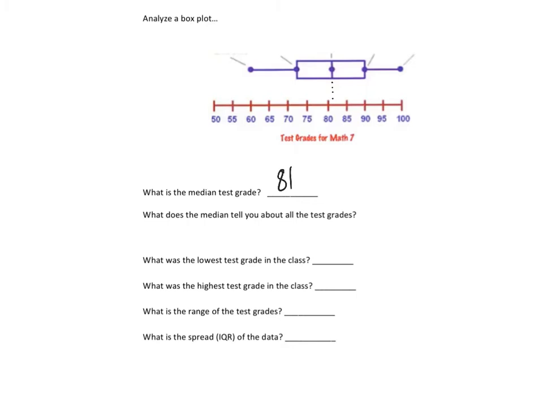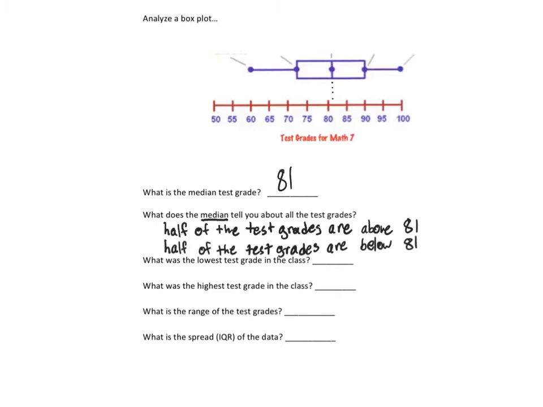The next one, what does the median tell you about the test grades? Since that word median is here, that means middle. That means half of the test grades are above 81, and half of the test grades are below as well. So again, half of the test grades are above 81 and half of the test grades are below 81.